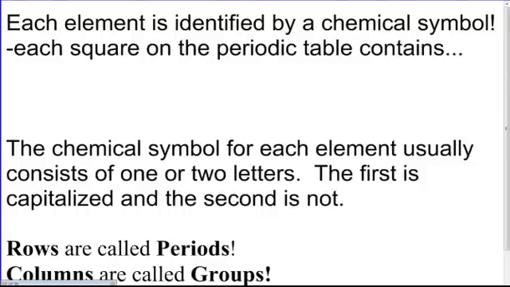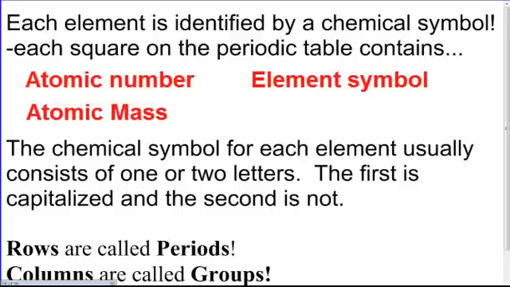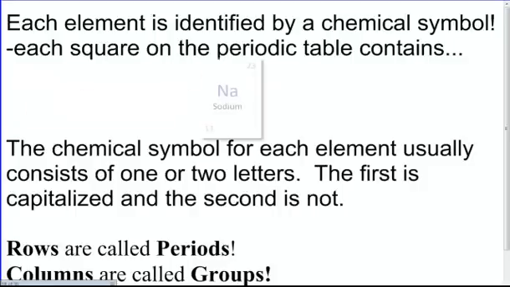Each element is identified by a chemical symbol. You already know this. Each square of the periodic table contains the atomic number, the atomic mass, and the symbol. Sometimes it's the average atomic mass, so it'll be a decimal. The chemical symbol for each element usually consists of 1 or 2 letters. You know that. The first is capitalized and the second is not. Rows are called periods and columns are called groups.